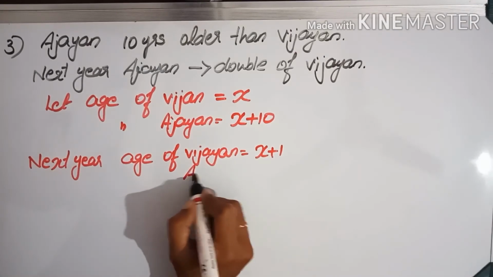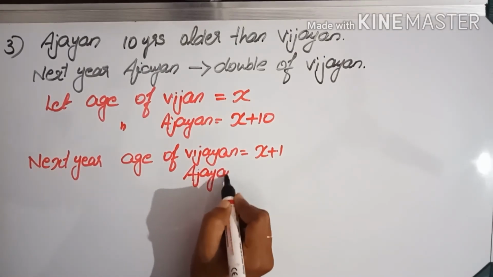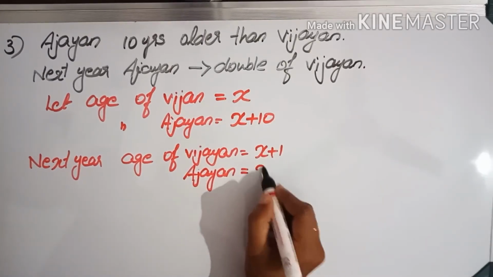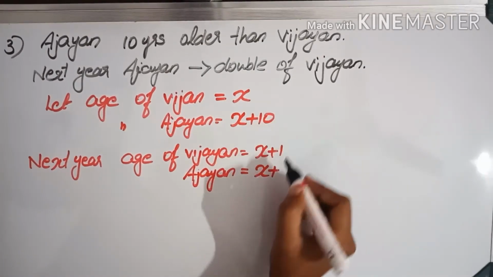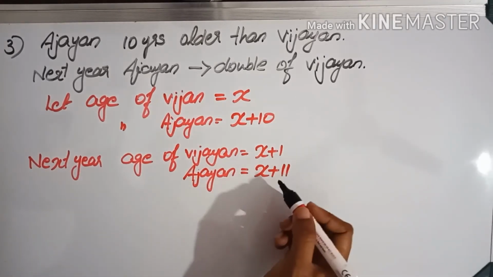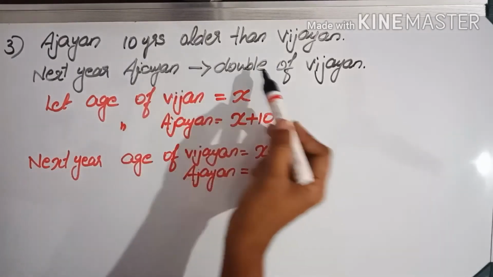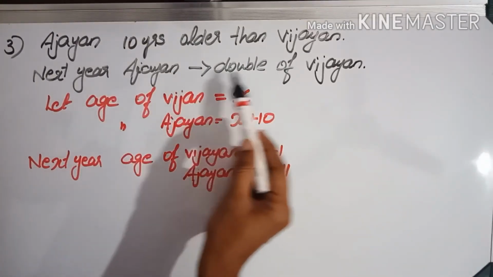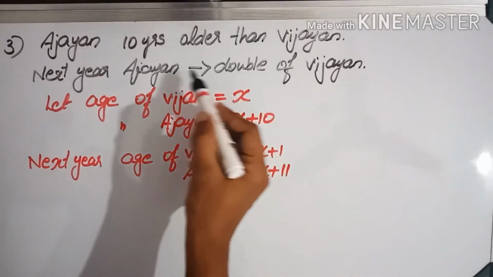And what will be the age of Ajayan? Already x plus 10 is the present age. One more year means x plus 10 plus 1, that is x plus 11. Next year these two are the ages. And the statement given is that next year Ajayan's age is double of Vijayan's. This is the clue given.